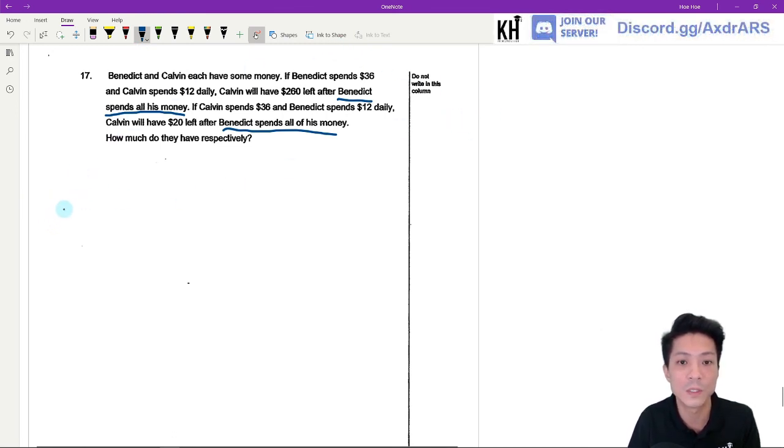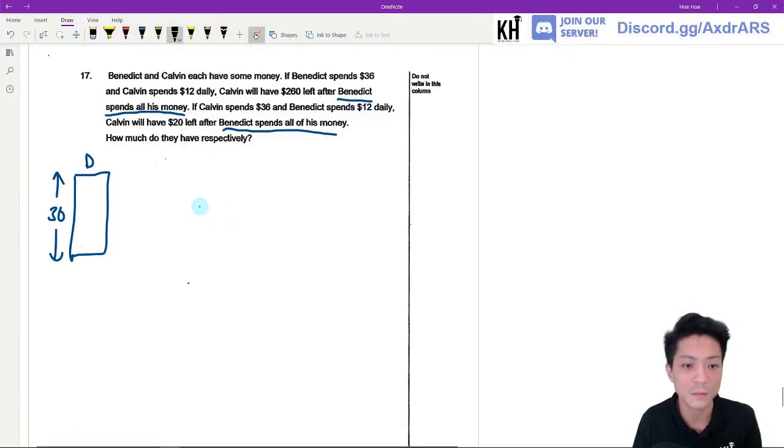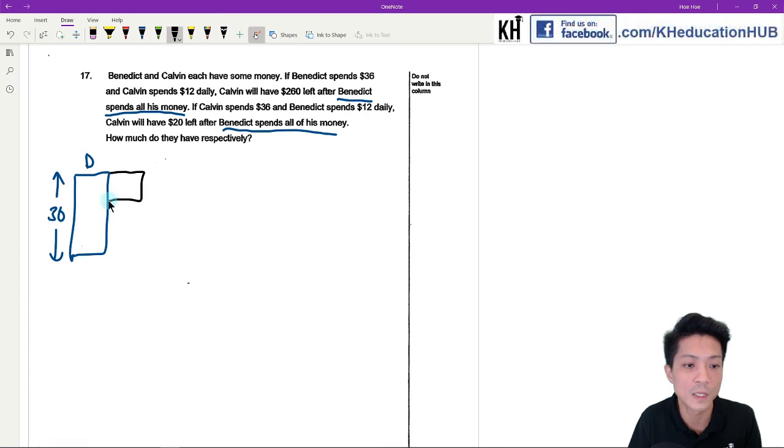So the first thing that I'm going to do is this: Benedict will spend $36 daily. For B, I'm going to use a blue color box. I'm going to draw it smaller. So this is $36. This will be D for the number of days. As for Kelvin, using the same number of days and spending $12, $12 is about 1/3, right? Kelvin will have $260 left, so I'm going to add another $260.